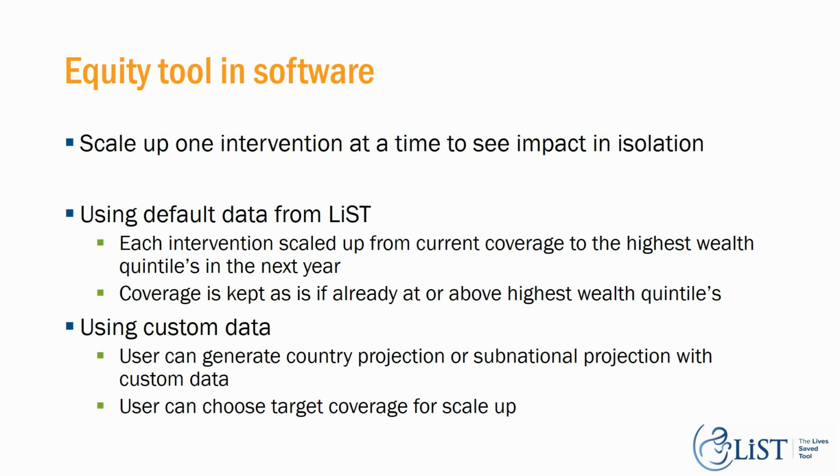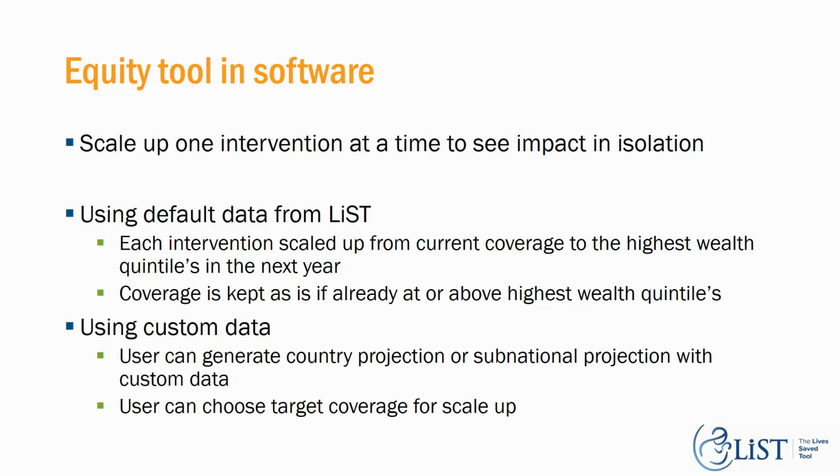So the way that the equity tool works in the software is it scales up one intervention at a time to see the impact of that single intervention in isolation. So if you're using the default data from LiST, all the interventions remain at their current coverage except one intervention at a time, which is scaled up to the highest wealth quintile's coverage in the following year. Only that one single intervention. And the tool does that sequentially for each intervention, one at a time.